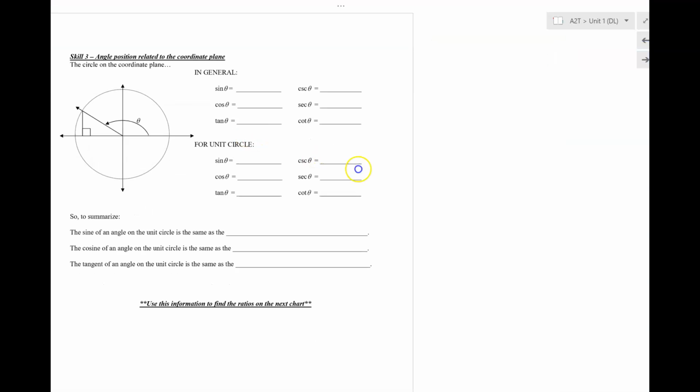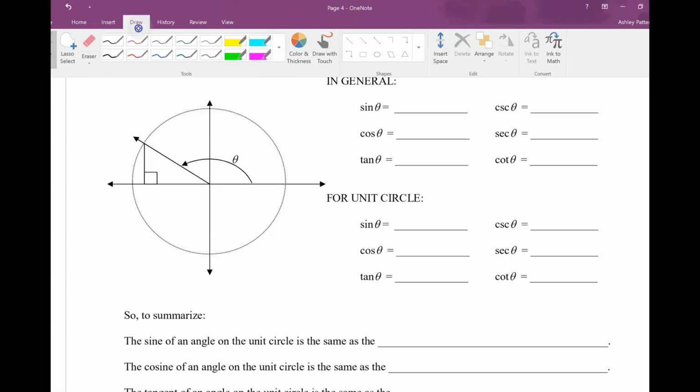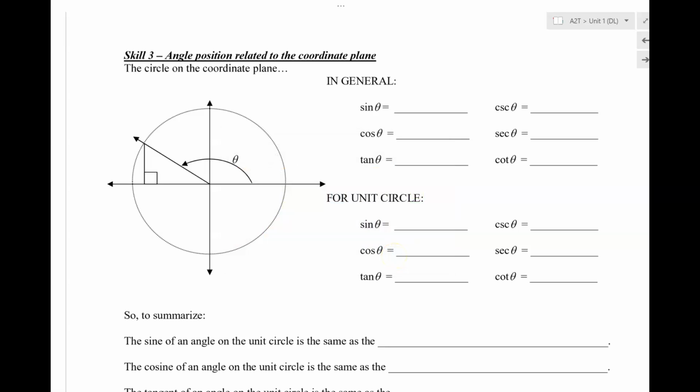So man, unit circle, mind blown, right? Well, what if we had, let's do, I know it's probably, who cares about colors? Colors matter.